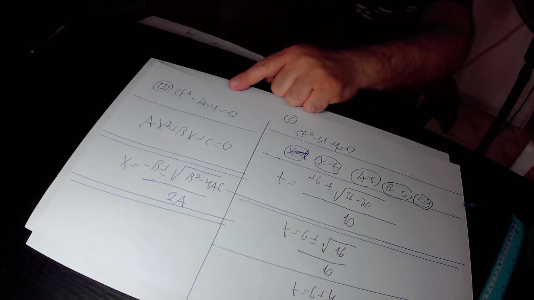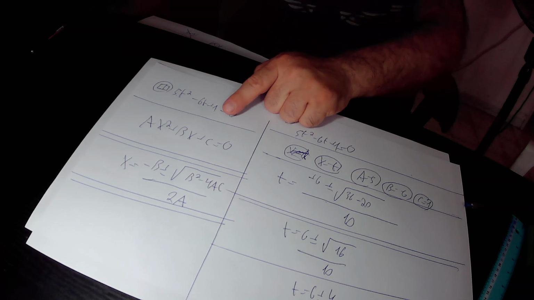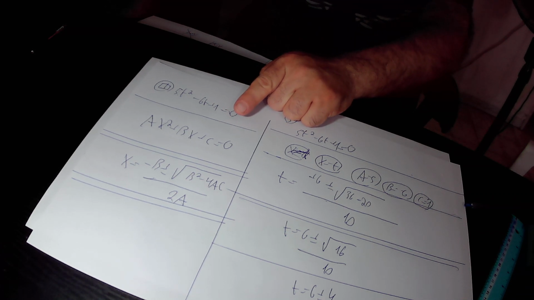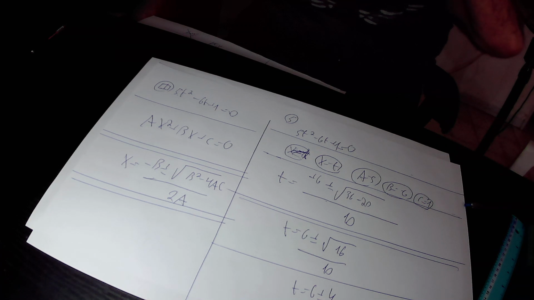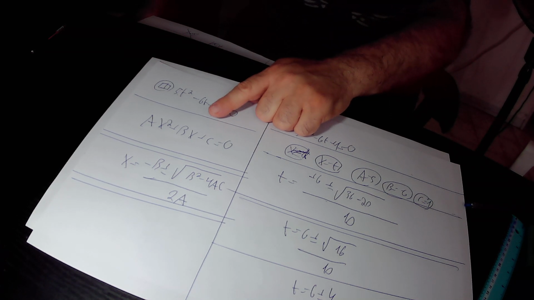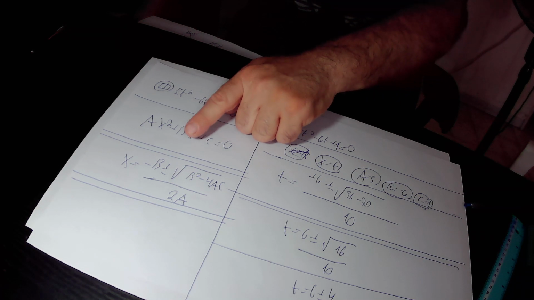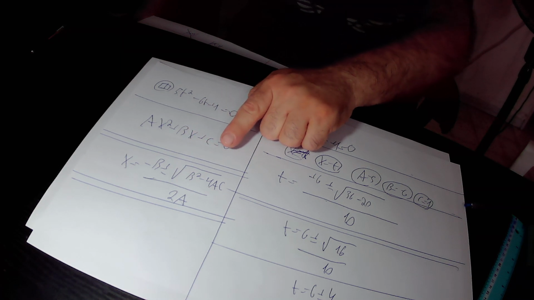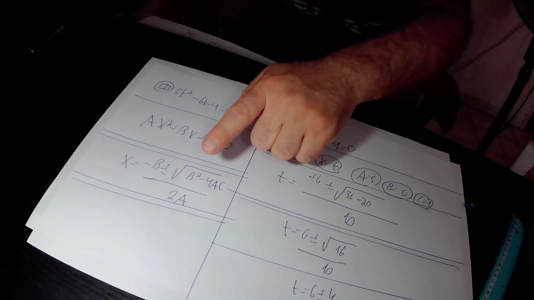Actually, this is a quadratic equation, and the general formula for a quadratic equation is ax squared plus bx plus c equals 0. In this general formula, a, b, and c are the coefficients of the quadratic equation, and x is the variable that we are looking for. And we find the value of x according to the following formula: x equals minus b plus or minus the square root of b squared minus 4ac, over 2a.